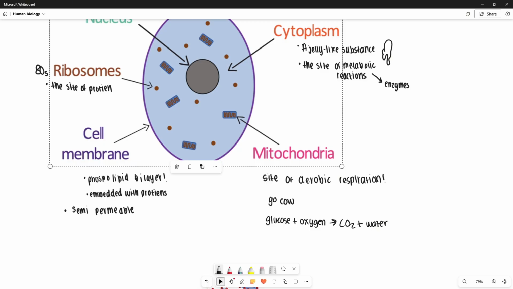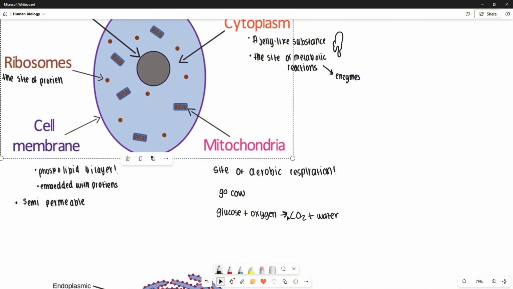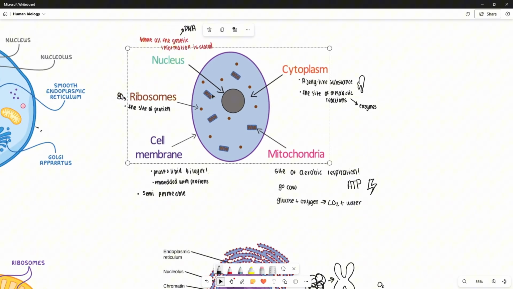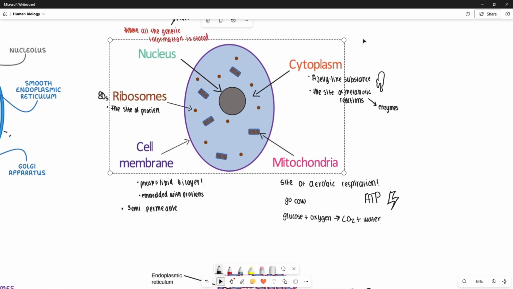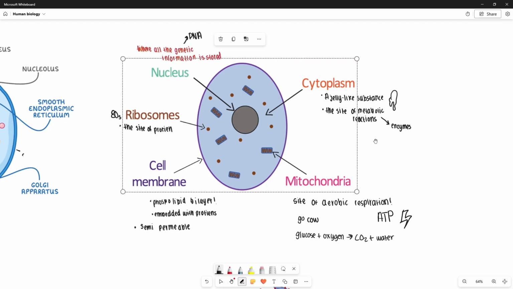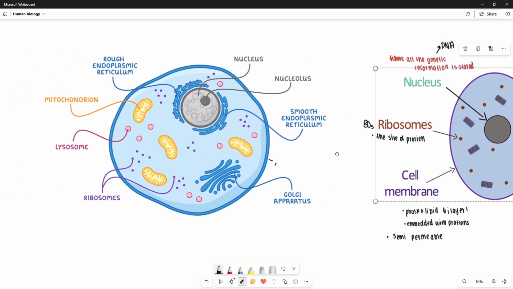Another thing that the mitochondria do, apart from aerobic respiration, is produce ATP. ATP is very important. You can think of it as the energy the cell needs to do its functions. Now that we've gone over this example of a level 2 diagram of a cell with some level 3 additions to make it more digestible, we can go on to a bigger cell like this.